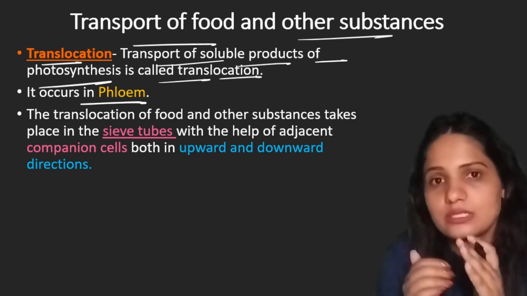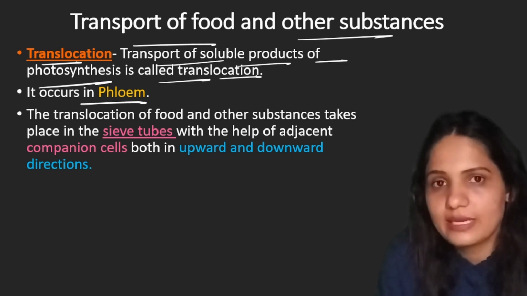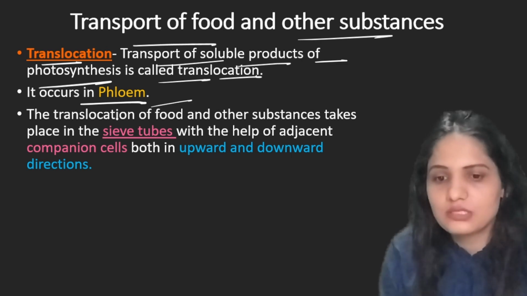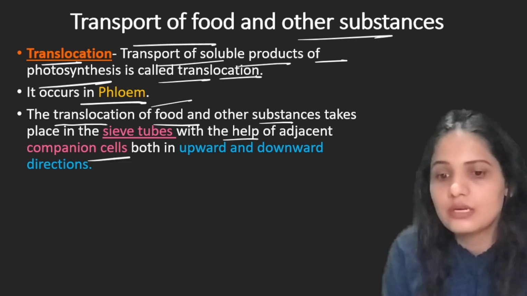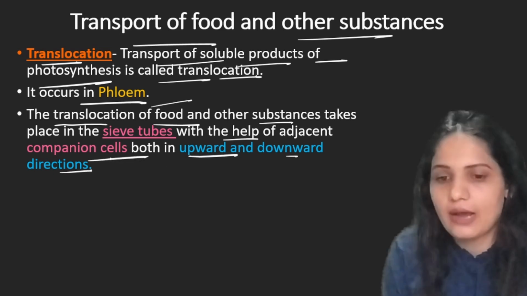It is the process of transport. So translocation, understood. Now next we have this: translocation of food and other substances takes place in the sieve tubes with the help of adjacent companion cells, both in upward and downward direction.